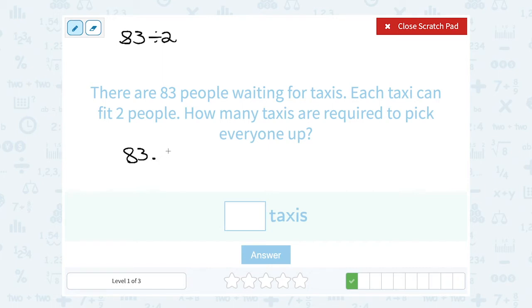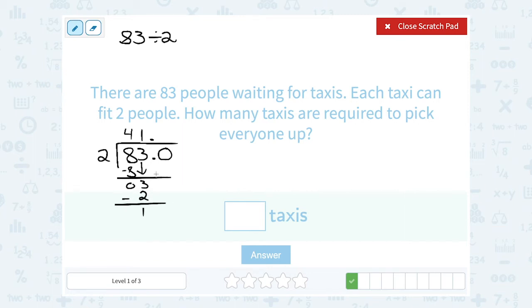is we can think of this as 83.0, right? That's the same thing as 83. And let's divide by 2. And of course, we're going to line up the decimal in our answer with the decimal here. Okay, well, 2 goes into 8 4 times, right? 2 times 4 is 8. And then I'm going to bring down the 3. 2 goes into 3 1 time. 2 times 1 is only 2, so we have 1 left over.